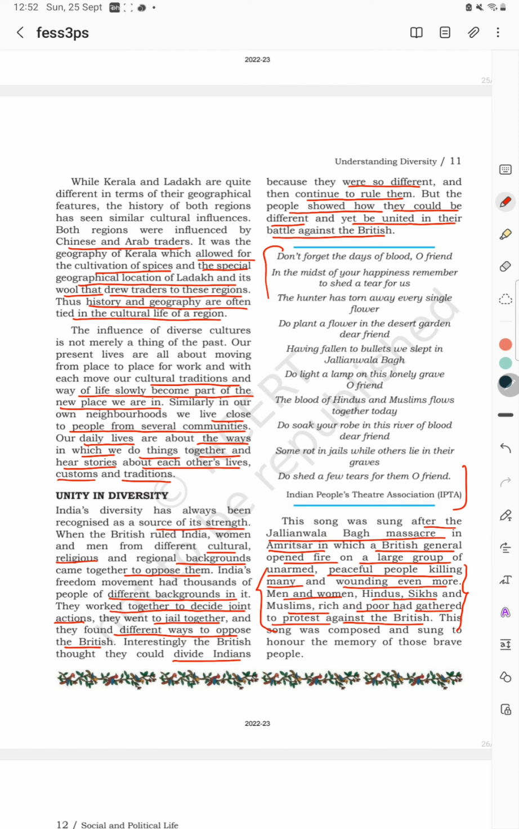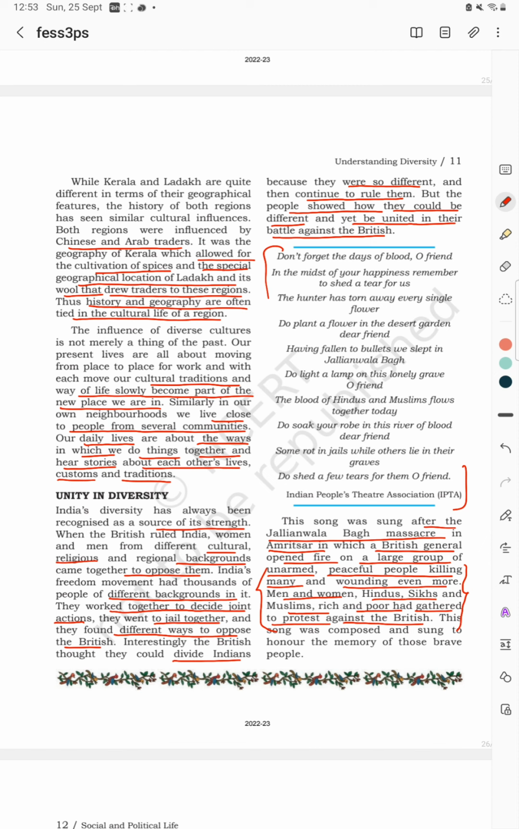Don't forget the days of blood, O friend. In the midst of your happiness, remember to shed a tear for us. The hunter has torn away every single flower. Do plant a flower in the desert garden, dear friend. Having fallen to the bullets we slept in Jallianwala Bagh, do light a lamp on this lonely grave, O friend. The blood of Hindus and Muslims flows together today. Do soak your robe in this river of blood, dear friend. Some rot in jail while others live in their graves. Do shed a few tears for them, oh friend.